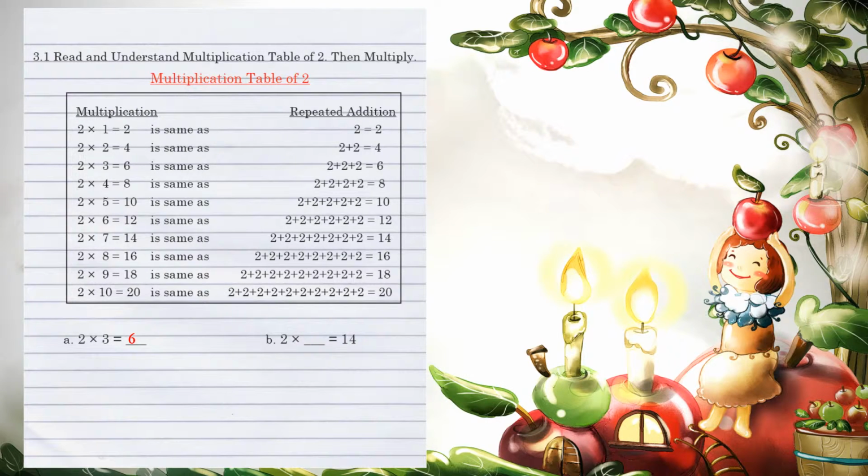Let's look at example B. 2 times what number equals 14? Well, again, if you need to sit there and write out 2's until you reach 14, that's fine. So I have 2, 4, 6, 8, 10, 12, 14. How many 2's did you have to add together? 7 of them. So that's what we're multiplying by.